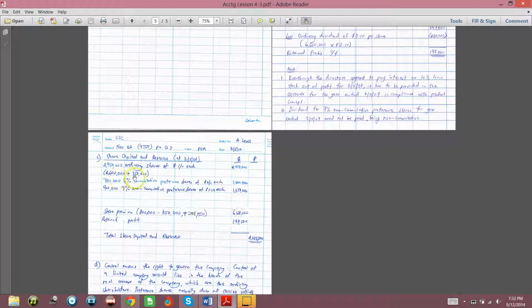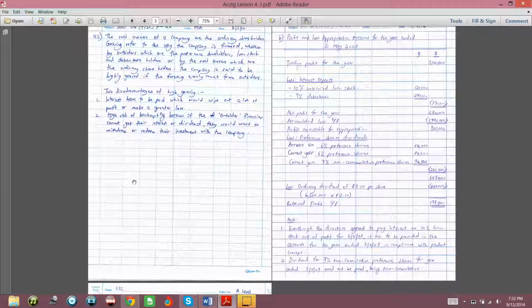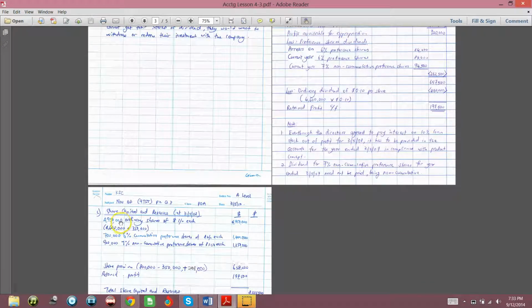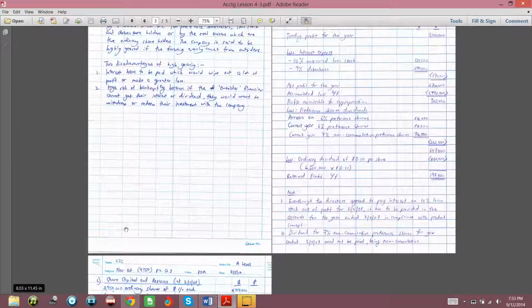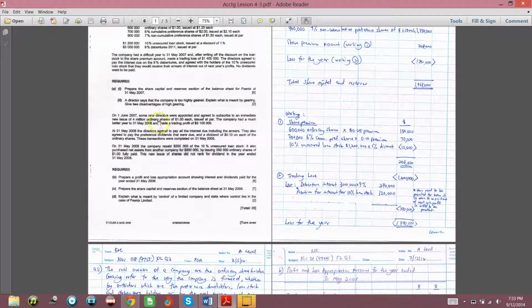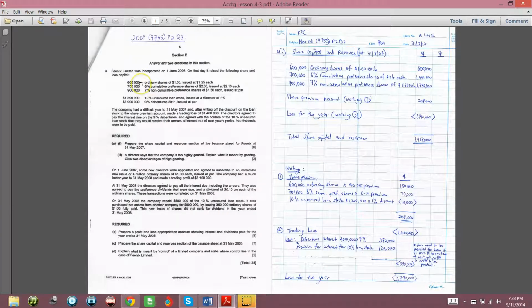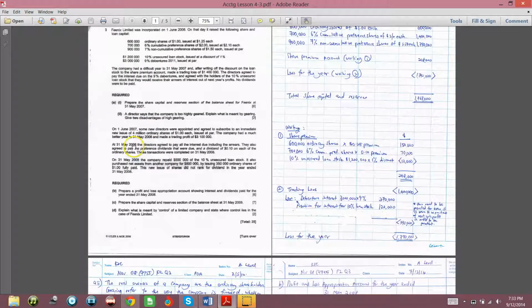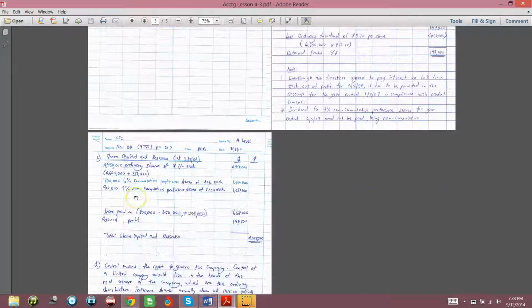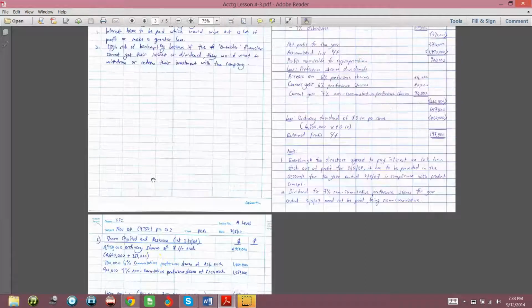So the company issued 4 million ordinary shares. Then earlier on they had 600,000 ordinary shares. The ordinary shares are $1 each, so easy to count. So that will be 4.6 million. Okay. And 350,000 is this part.